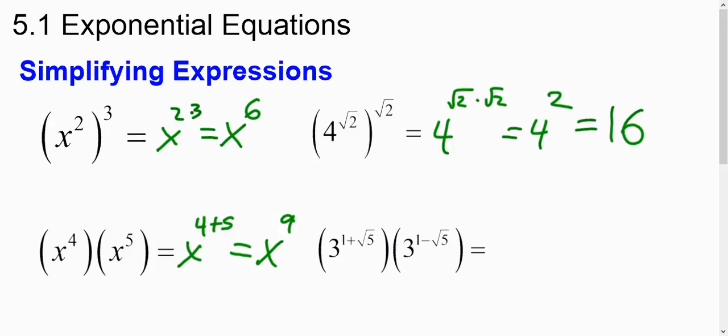This next one, still the same idea. We're multiplying. They have the same base. So we're going to add the exponents. So we're adding 1 plus the square root of 5 plus 1 minus the square root of 5. Add the exponents together. Now, the most common mistake that people will make with this is by multiplying your bases. You never do anything with the base. The 3 and the 3, you just keep it a 3. You don't multiply bases, you just add the exponents.